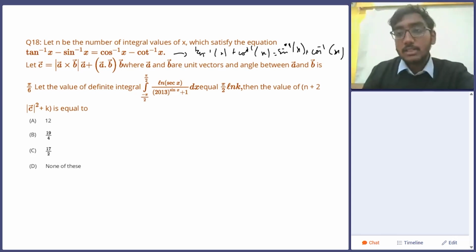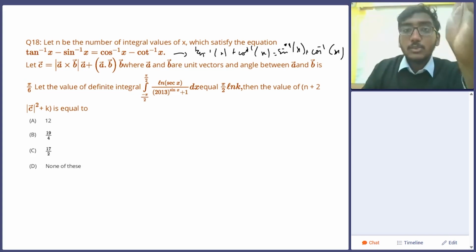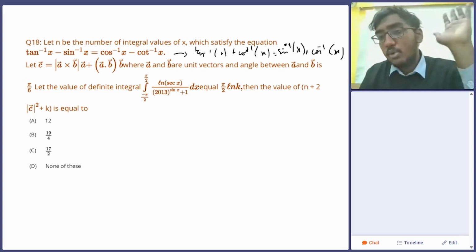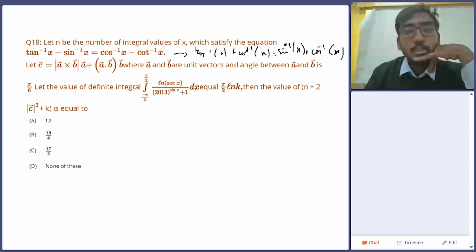For tan inverse, it is the whole real number system, right? But for sin inverse, it varies only from minus 1 to 1. That is the domain. x can only be between minus 1 and 1. For cos inverse also, it is like that. For cot and tan, it can be the whole real number system. But since sin inverse is restricted, x will be minus 1, 0, and 1. That is n. So that means n is 3, right?